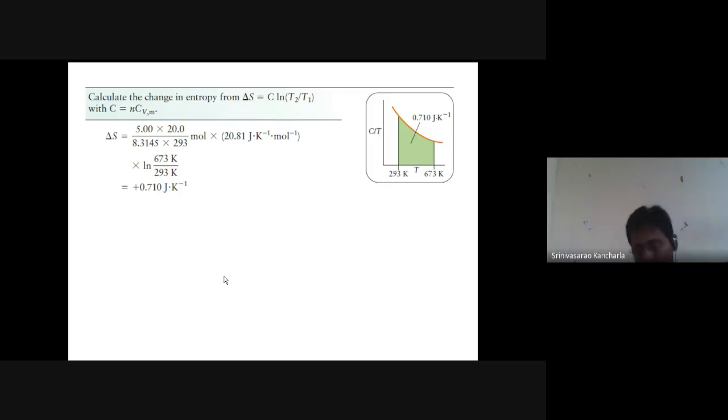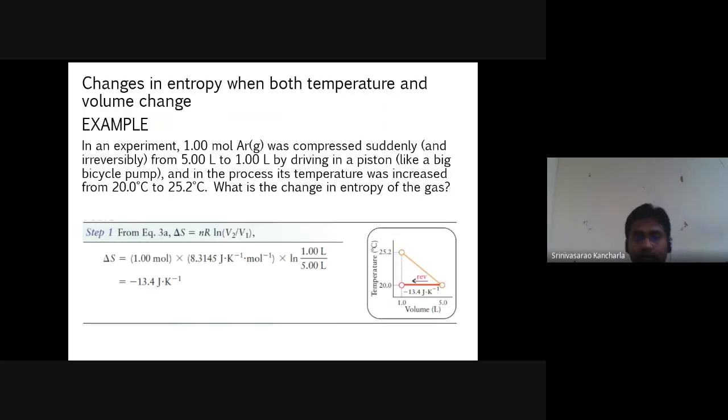Now, in terms of measuring the entropy, you have two cases. In isothermal conditions, T is constant, so only the volume change will appear when you are measuring the change in entropy. Whereas when you are doing an adiabatic process, you have a change in temperature, so your formula will be delta S is equal to C ln T2 by T1. This is how you can measure.